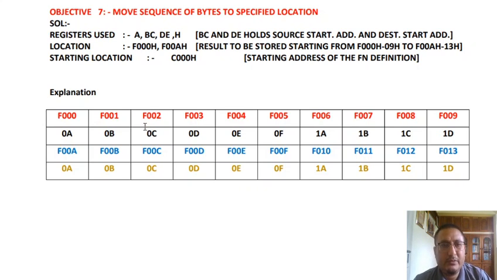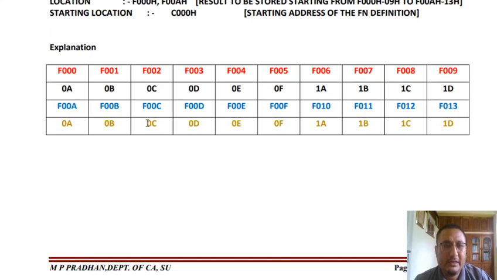So today we will start with our seventh objective, that is to move a sequence of bytes from a set of specified address locations to another set of specified address locations, right? To understand the problem in hand, let us consider a scenario. We have 10 address locations starting from F000 to F009, right?